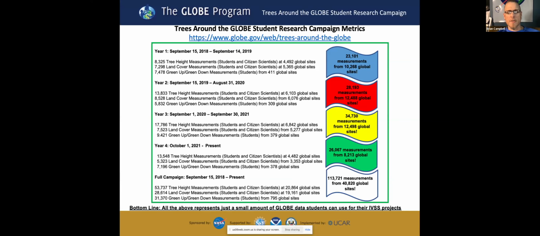That's coming from over 20,000 global sites. We have 28,614 land cover measurements. And just last month, I believe, that was only at about 25,000. So we've had a huge increase in those land cover measurements. And then we have over 31,000 green up, green down measurements.